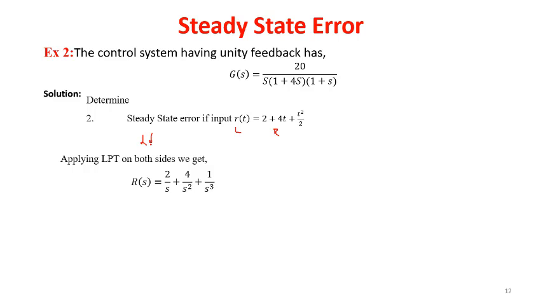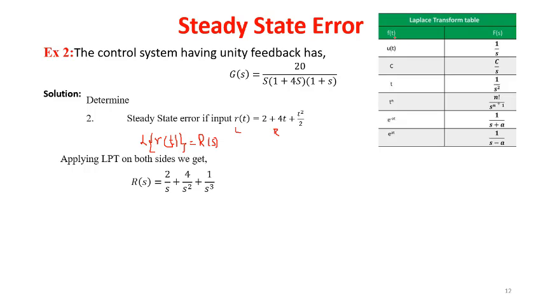So Laplace transform of r of t, we have already discussed, is equal to capital R of s. Laplace transform of 2 is a constant, so it will be 2 by s. Laplace transform of 4t, where Laplace transform of t will be equal to 1 divided by s square. So how do we get this?